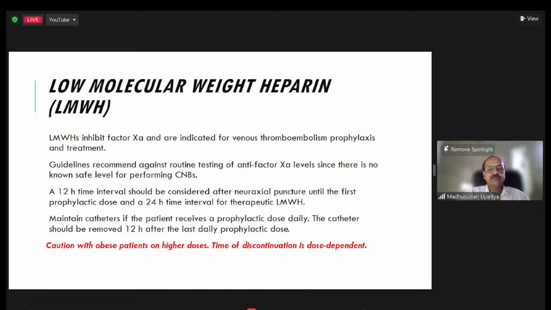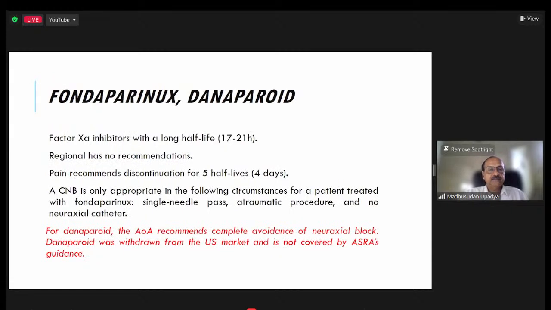You maintain the catheters if the patient receives a prophylactic dose daily, and the catheter should be removed 12 hours after the last daily prophylactic dose. Exercise caution when the patient is obese on higher doses, and the time of discontinuation then is absolutely dose dependent. Few of the other agents: fondaparinux, danaparoid. Danaparoid is out of the practice, it's withdrawn from the market, therefore it's not covered by the ASRA guidelines.